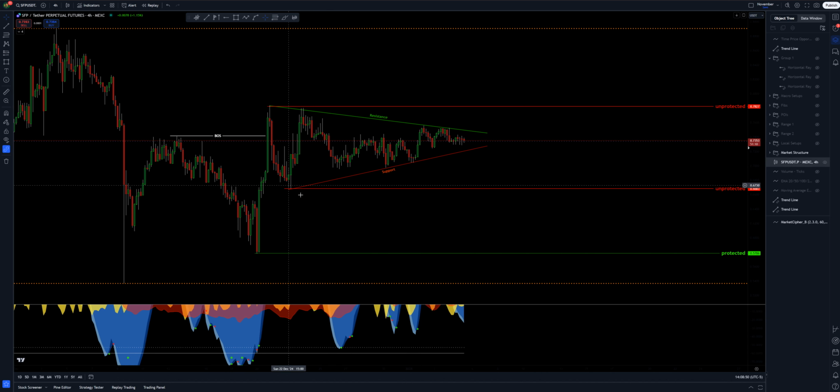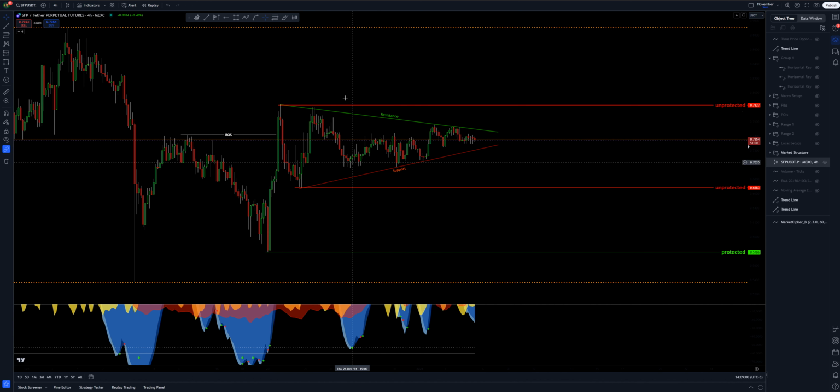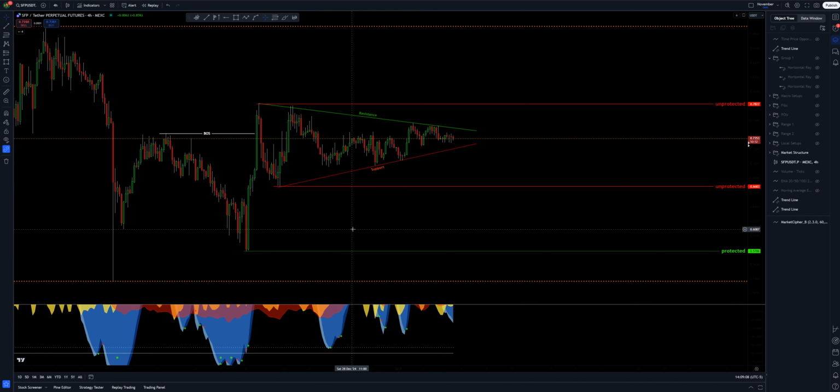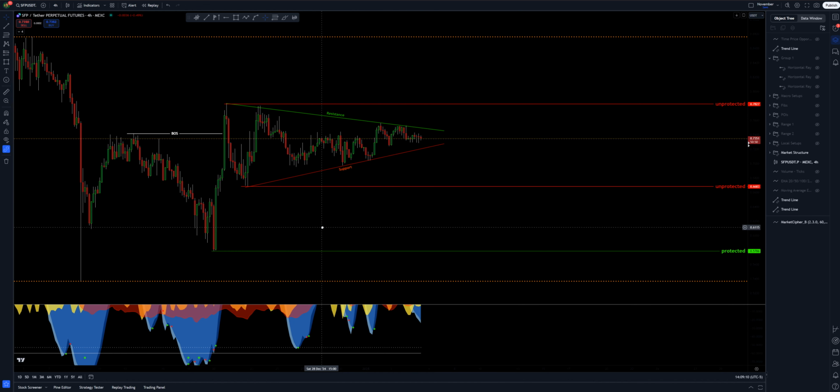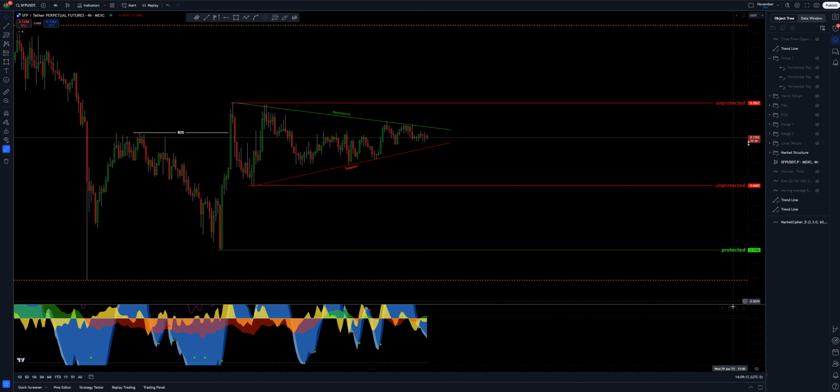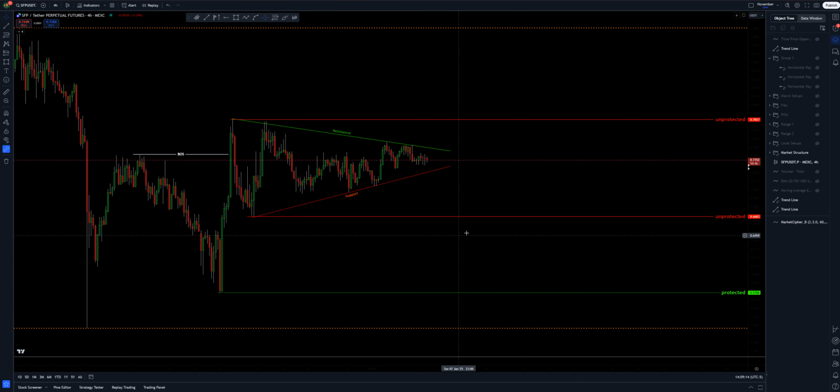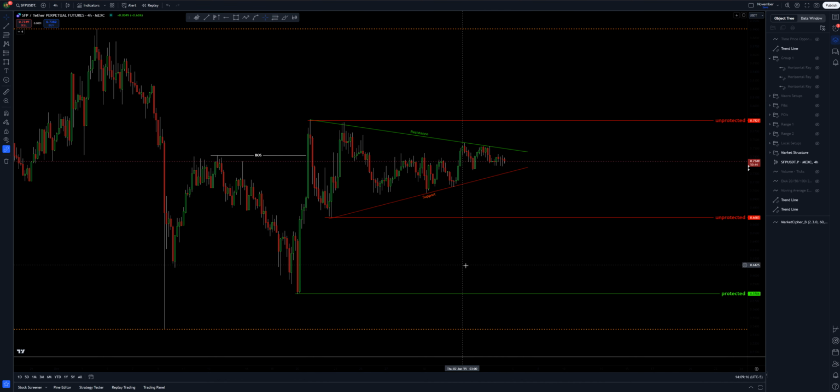But we also have some interest down here as well. This is also an unprotected level because it failed to break above this. Alright, so both of these are unprotected, and we are currently forming a nice little pattern here, right? We have a clear resistance and a clear support. Okay, we're not going to use market cipher anymore. Let's close that off.